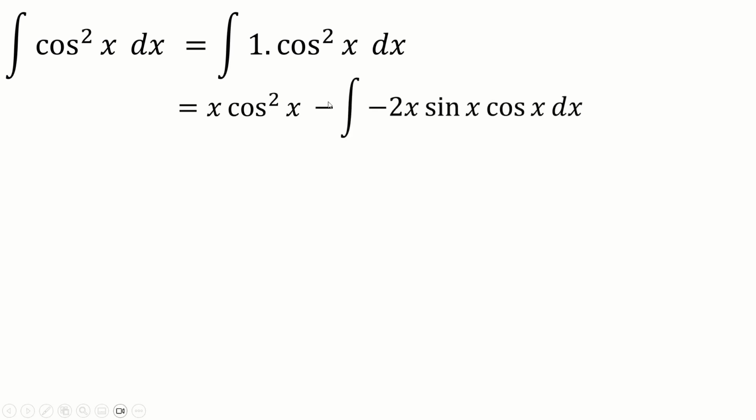Of course, the minuses can come together to make a plus. The 2 can be moved outside. The 1 still integrates to make x here, remember? And now, of course, 2 sine cos is just sine 2x. So we can integrate this by parts.